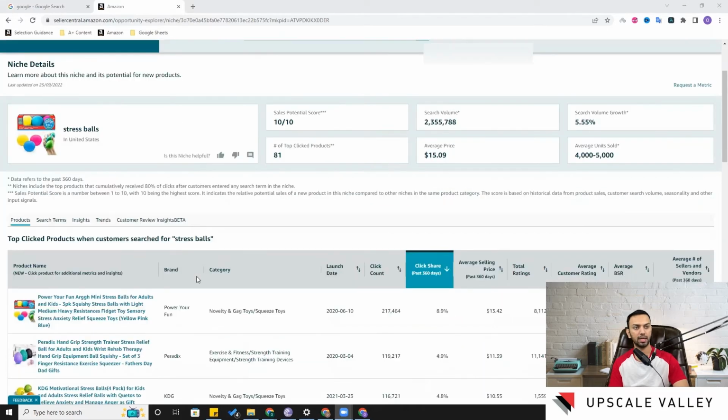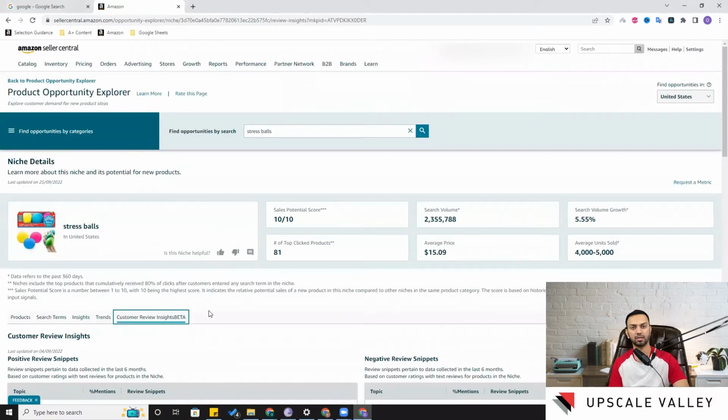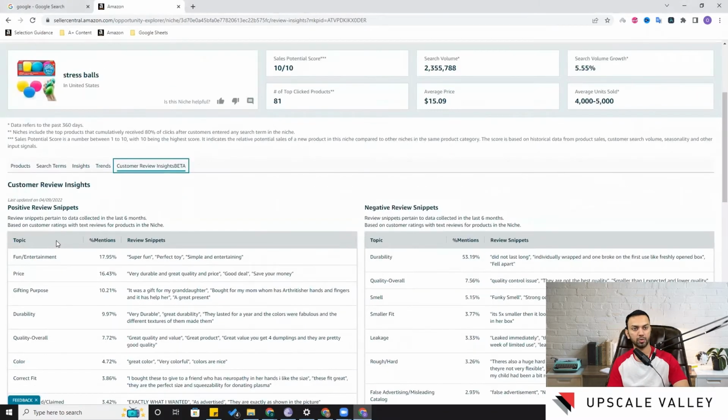and I have entered stress balls, and here are the customer review insights. I'm going to use this instead of the Helium 10 review insight tool. So here are the positive ones. Like 17% of people mentioned that this product is fun. Why? What is the motivation behind purchasing the product? It is entertainment. 16% mentioned the price.